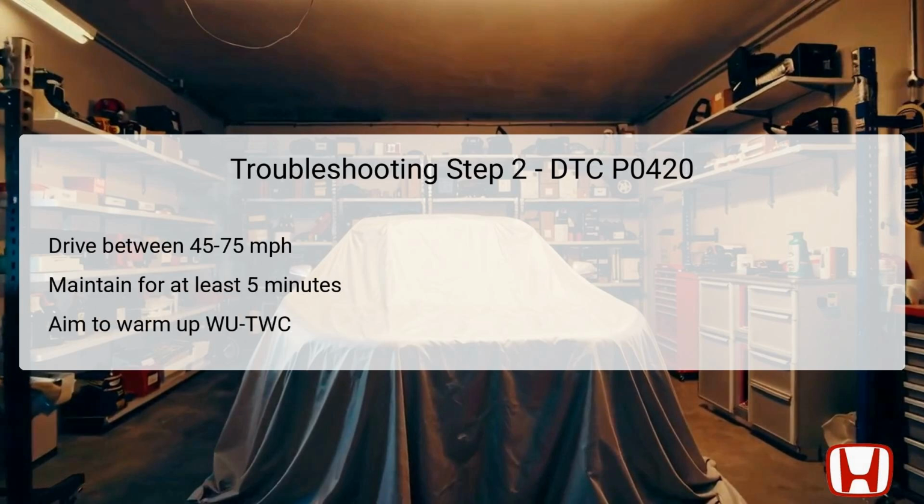In the second troubleshooting step, you will need to drive the vehicle at a speed between 45 to 75 miles per hour for at least 5 minutes. This is crucial for ensuring that the warm-up three-way catalytic converter, WUTWC, reaches optimal operating temperature, which is essential for accurate performance monitoring. During this period, the engine must be under load, as this promotes the necessary exhaust flow and heat generation within the WUTWC.